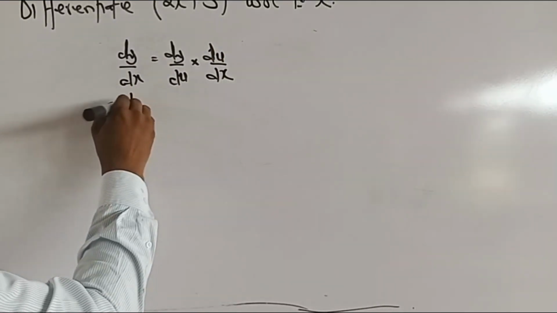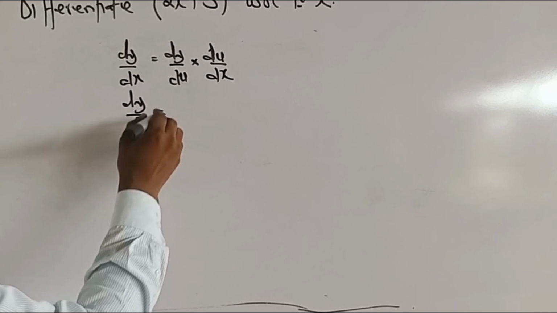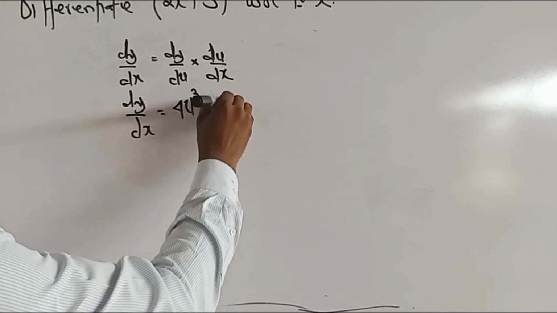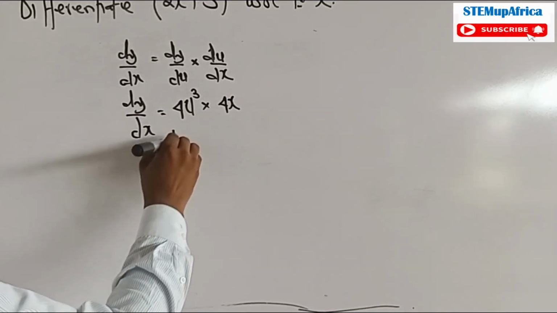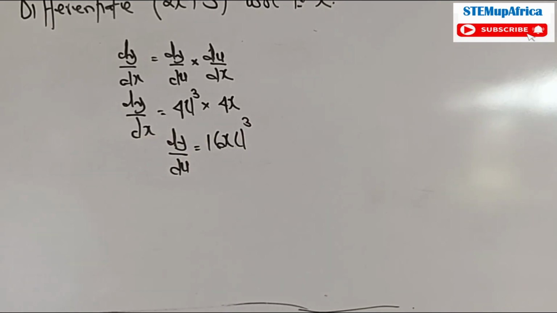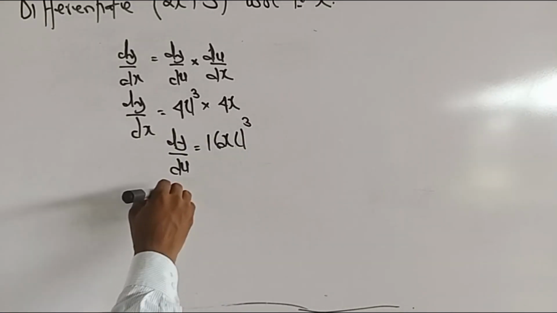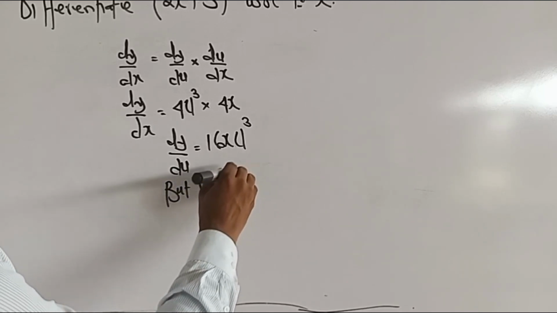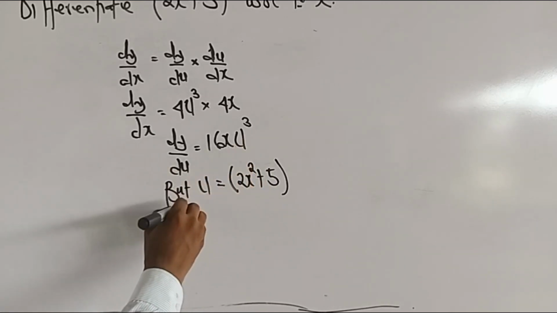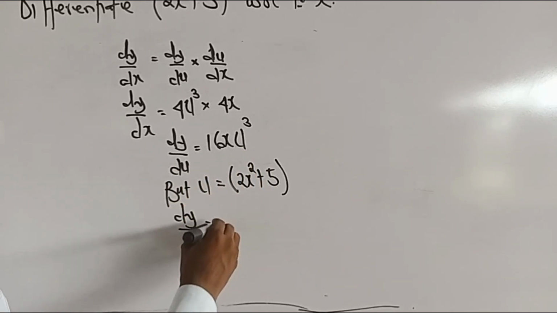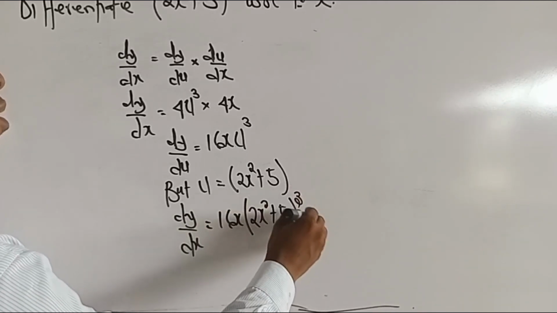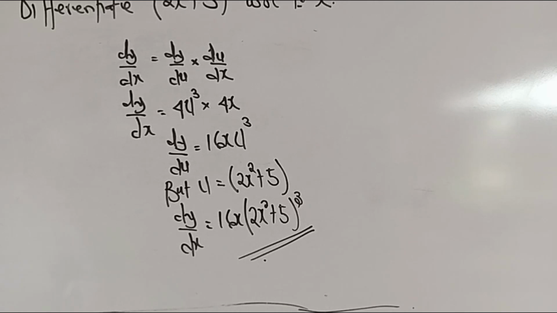So if I impute my values, my dy/dx now, what's my dy/du? It is 4u raised to power 3, times what's the value of du/dx, which is simply 4x. If I multiply this, my dy/dx will give me 16x u raised to power 3. But don't forget, u was 2x squared plus 5. So if I substitute it in place of u, my dy/dx becomes 16x times (2x squared plus 5) raised to power 3. So this is now the answer to the differentiation.